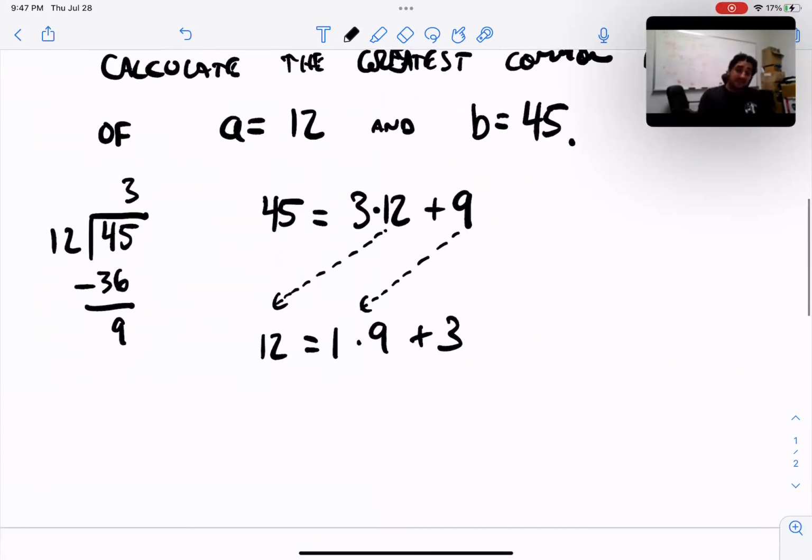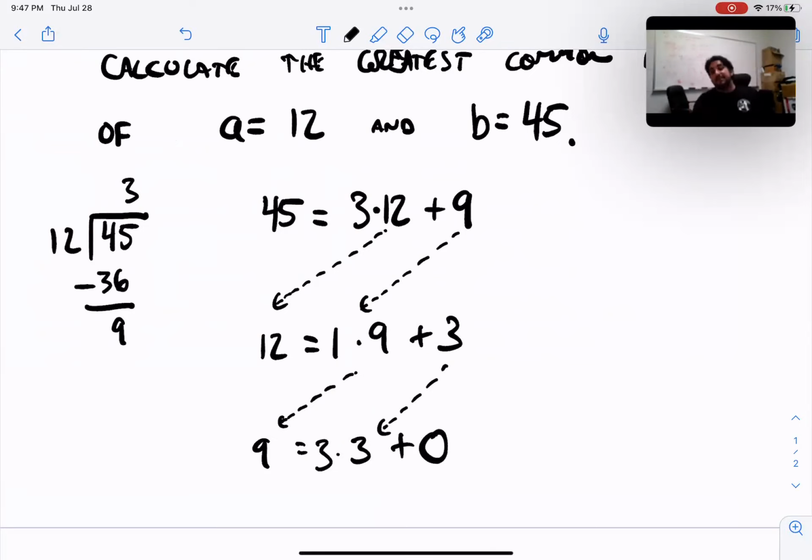And now repeat, right? Do this again. So make the old divisor become the new dividend, and the old remainder becomes the new divisor, right? Now do long division with 9 and 3. So this is going to go in 3 times with 0 left over.